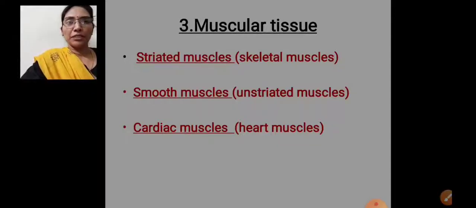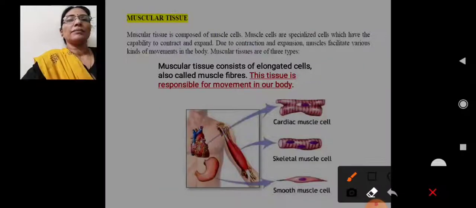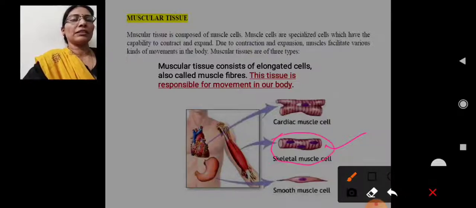So there are striated muscles which are mainly associated with the bones. That is why they are called skeletal muscles. So striated muscles are also called skeletal muscles. They are associated with the bones. You can see here all the three types of muscular tissues. This is the skeletal muscle or striated muscle.